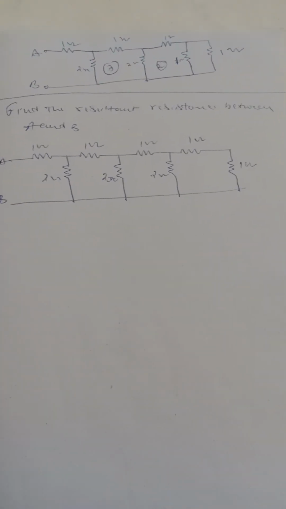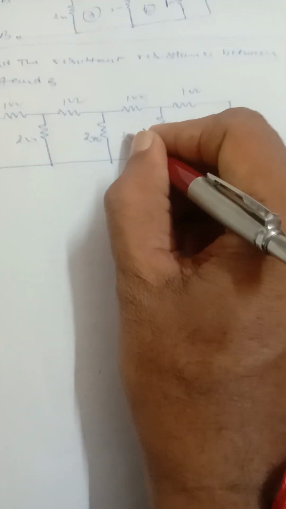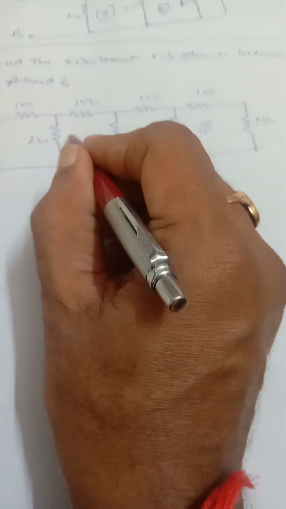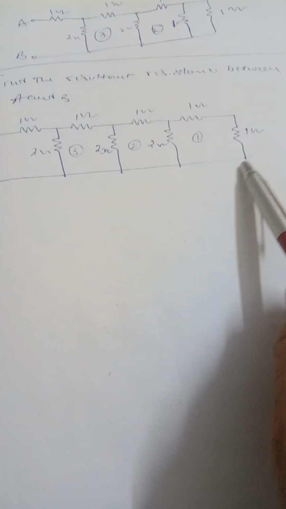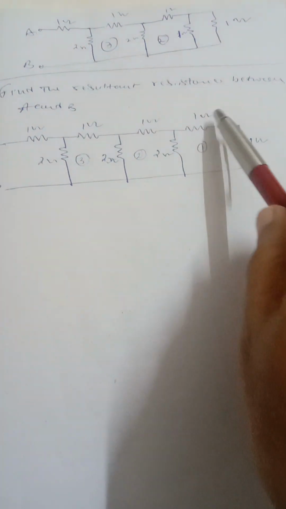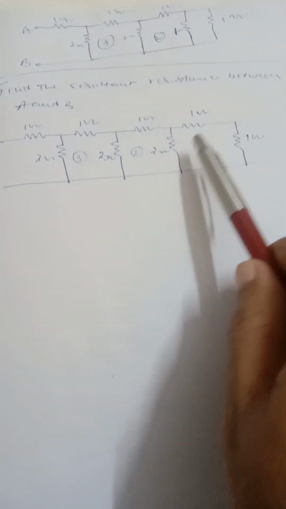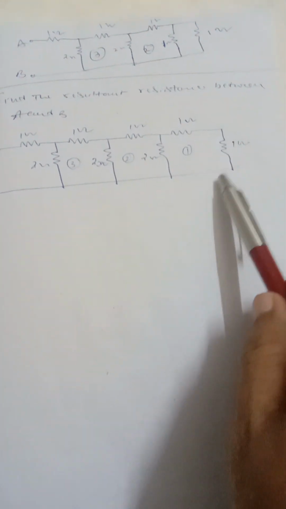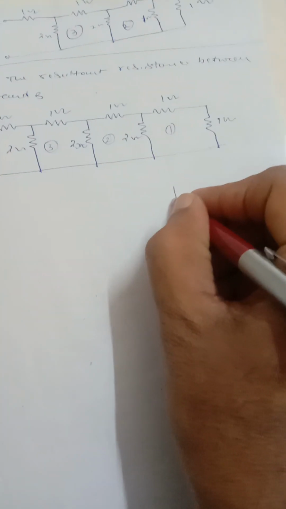Now, to find the equivalent resistance between A and B, I am numbering the loops. This is the first loop, this is the second loop, this is the third loop. So, first I will solve the first loop. 1 ohm plus 1 ohm are in series combination with 2 ohms in parallel. In a series combination, the resistances add up.